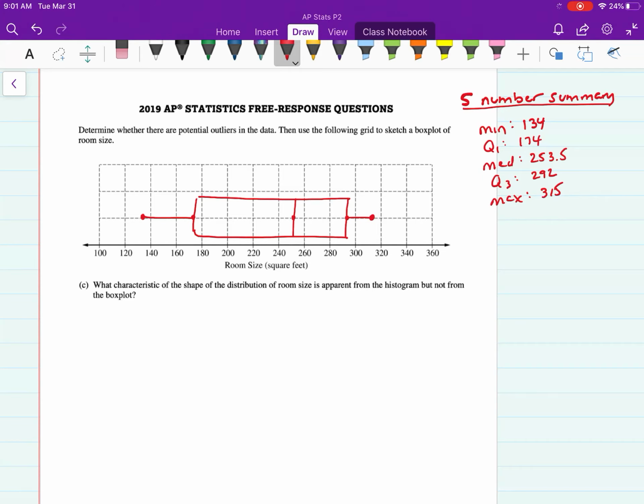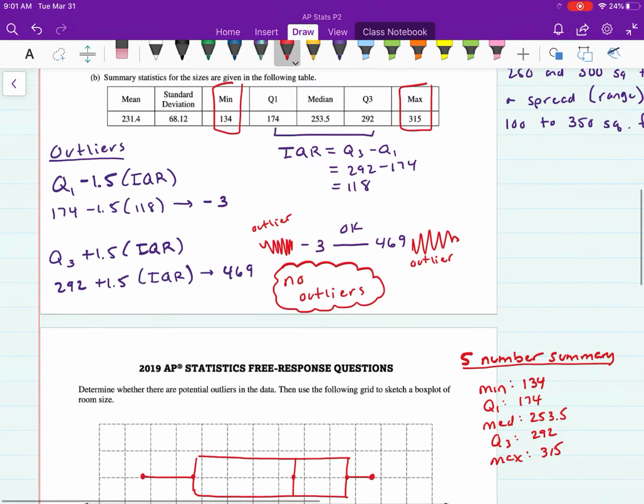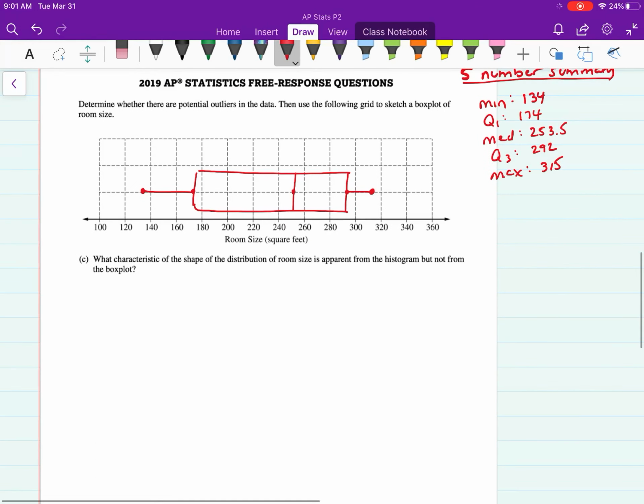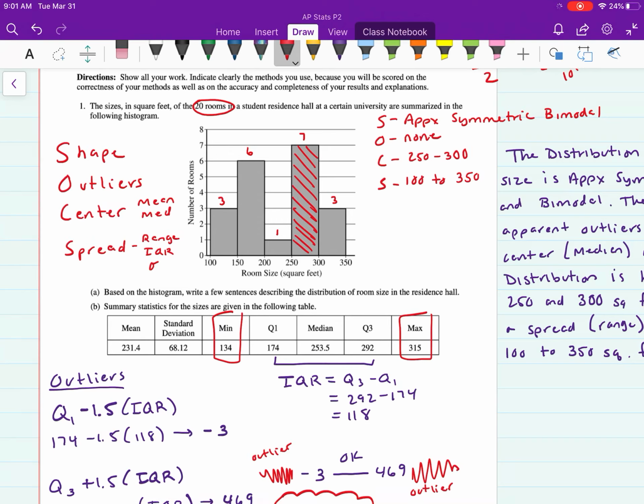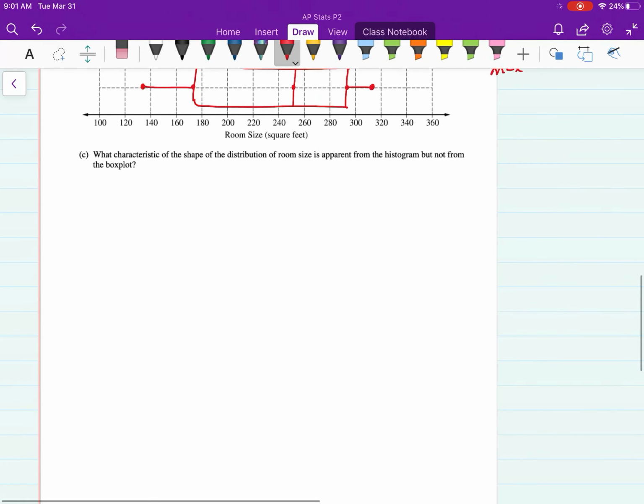Part C, what characteristics of the shape of the distribution of room size is apparent from the histogram but not from the box plot? Well, the box plot shows the shape is pretty symmetrical. The histogram also shows that it's symmetrical, but it also went a step beyond and showed us that it was bimodal and had two peaks, and the box plot doesn't do that.